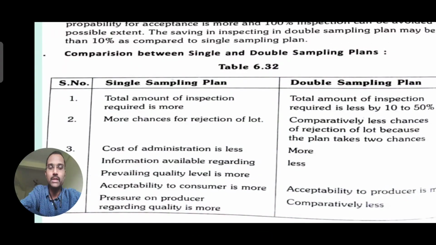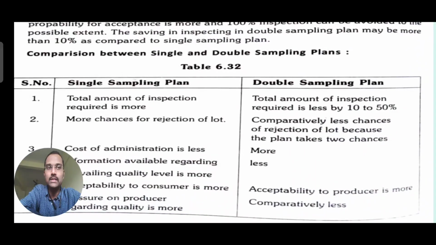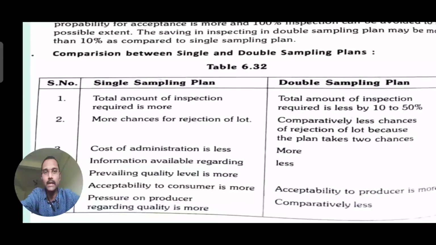Just focus on this, and you will get some idea after understanding single and double sampling plans. In the single sampling plan, the total amount of inspection required is more, whereas in the double sampling plan the total amount of inspection required is less, by 10 to 50% chances. What is the reason here?